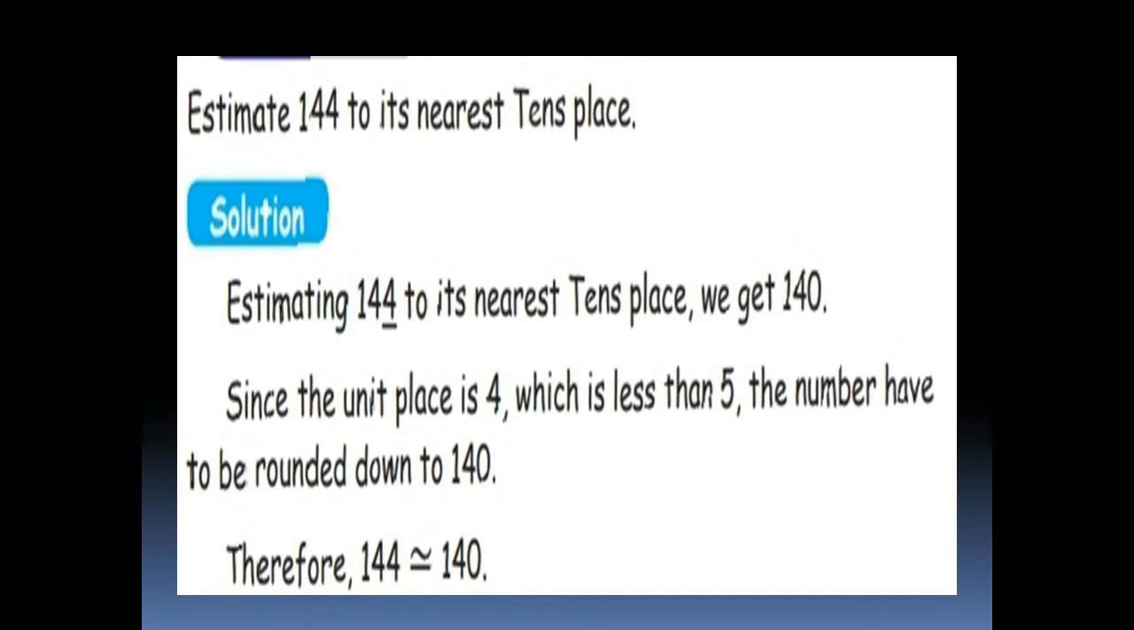Estimate 144 to its nearest tens place. Now we have already seen how to find the nearest tens place. 144 is the question. Whether 140 or 150 is the nearest. Yes, we already know 140 is the nearest tens place, because the difference from 140 is only 4. But for 150, the difference is 6. So the nearest tens place is 140. Therefore, 144 is estimated as 140.